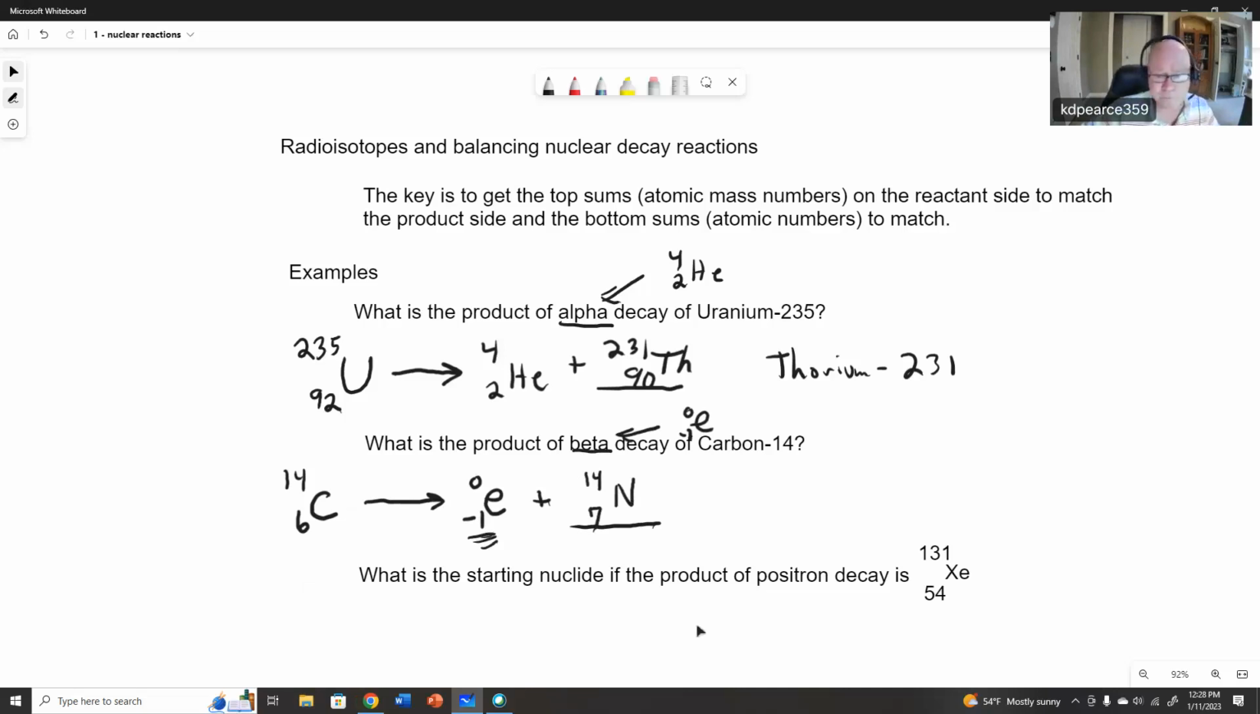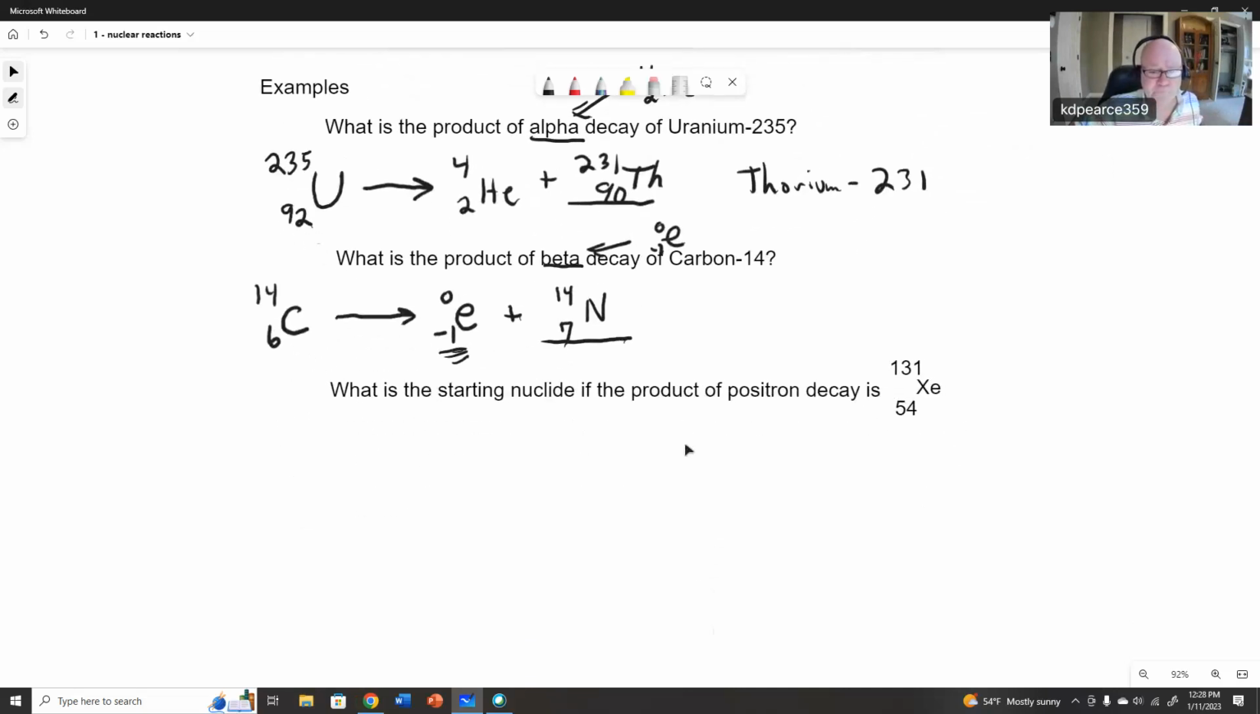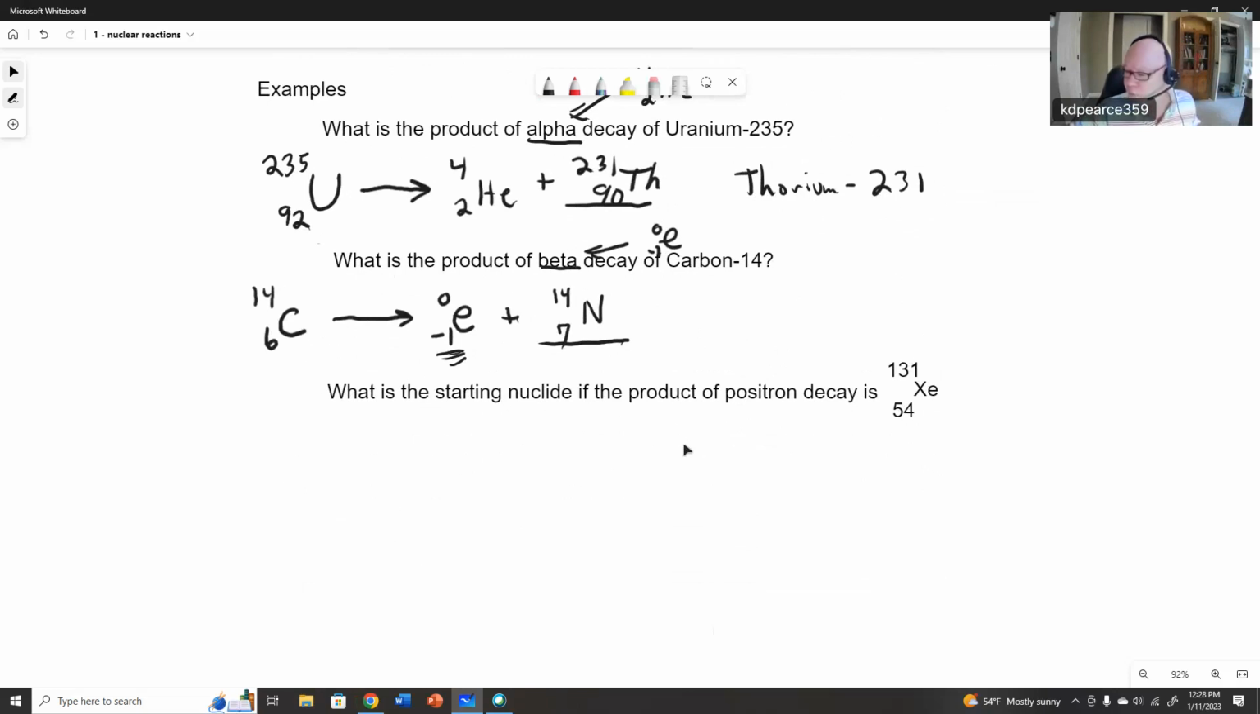So now, let's come on down here. Now here's an interesting one. We need to decide what are we starting with. And so what's the starting nuclide? We have an underline. And we're going to positron decay. Now, a positron is a positively charged electron. And we're also told that the other product is xenon-131.